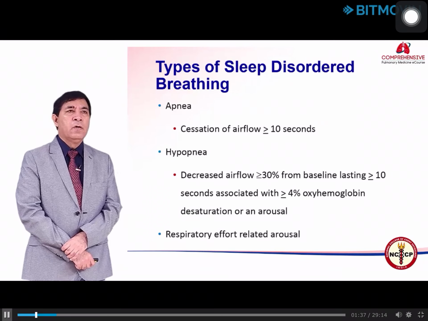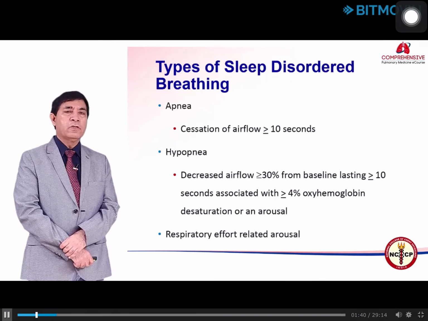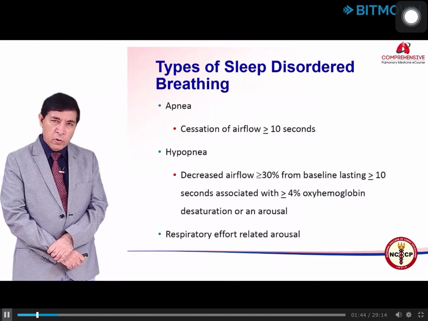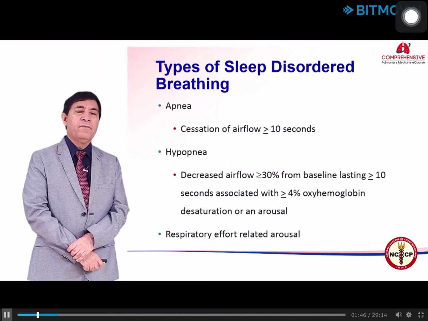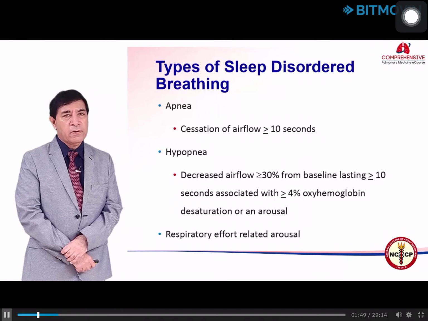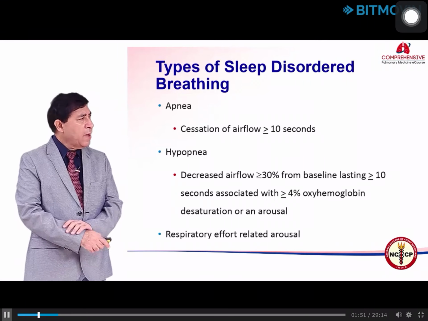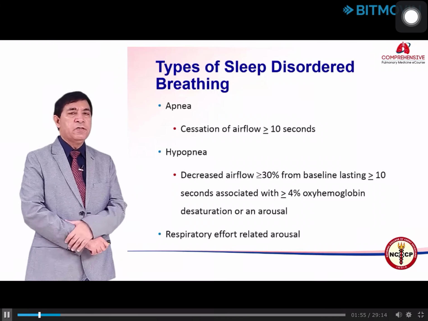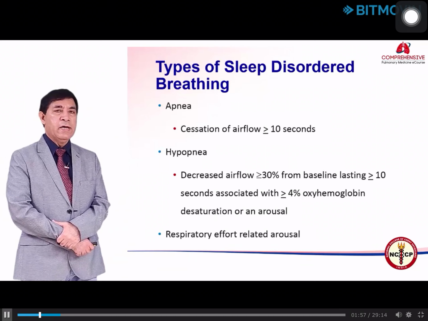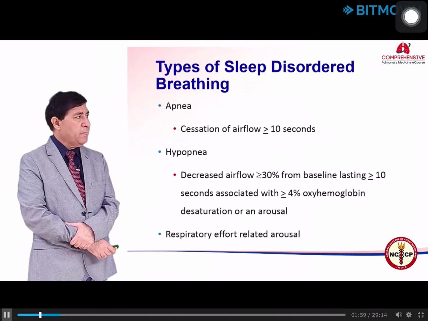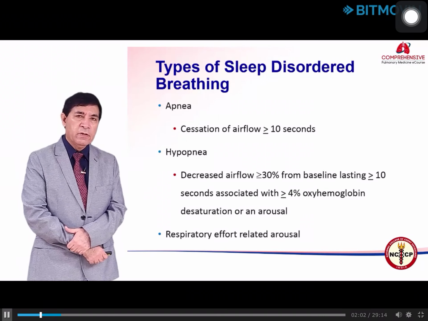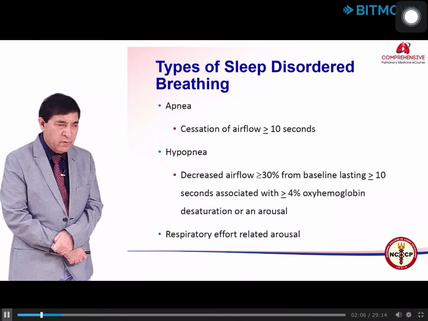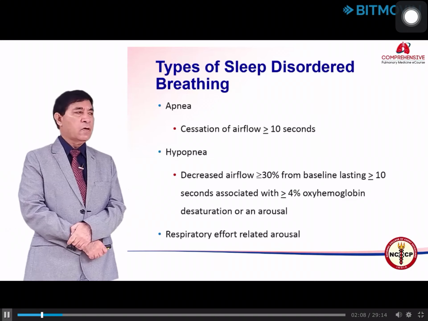As you know, sleep disordered breathing is caused by partial or complete collapse of the upper airway during sleep as a result of pharyngeal dilator muscle relaxation. Now, apnea is basically a complete collapse or complete cessation of airflow for more than 10 seconds in a patient. This may be associated with significant desaturation and arousal, but for the definition of apnea, these criteria are not included.